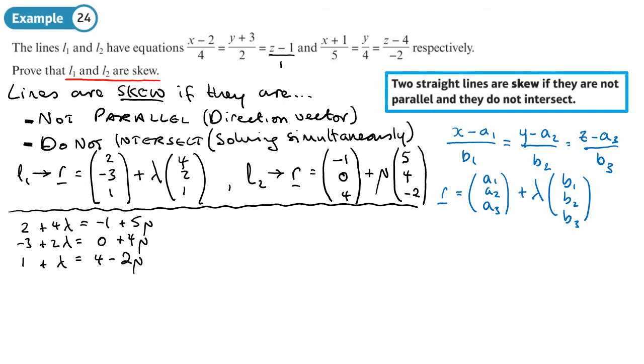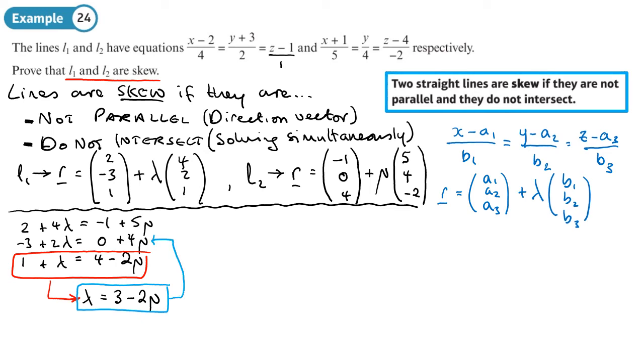Now we want to make things easy for ourselves, so I'm going to rearrange this to make lambda the subject, which means taking 1 away from both sides. I'll have lambda equals 3 minus 2 mu. So I will take this and substitute that into, let's put it into this equation, the one that looks the next easiest. Yeah, and that will give me -3 plus 2 lambda, so lambda is now 3 minus 2 mu, equals 4 mu.